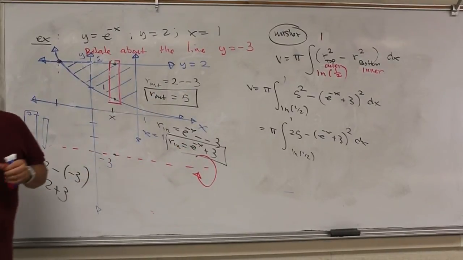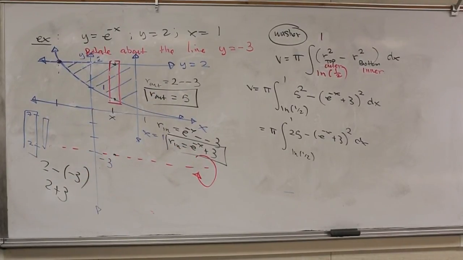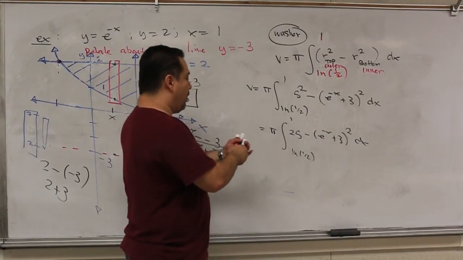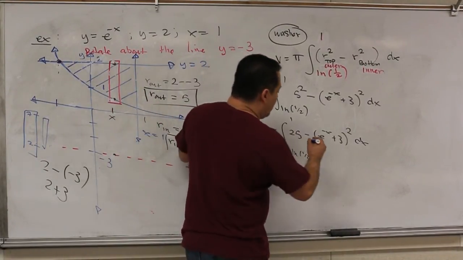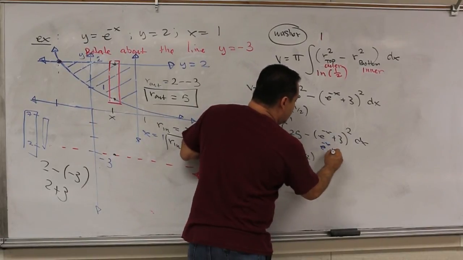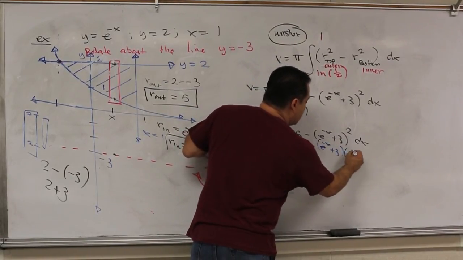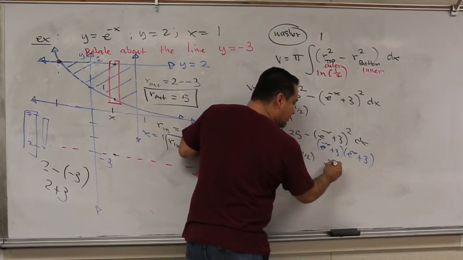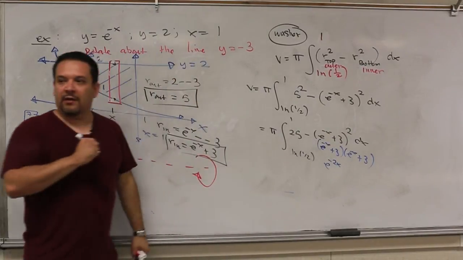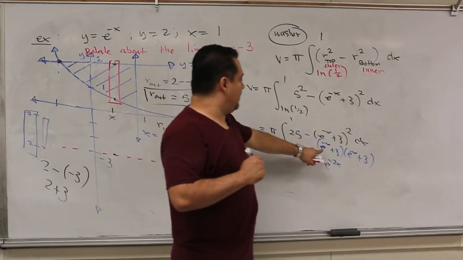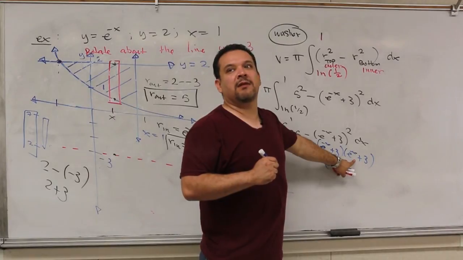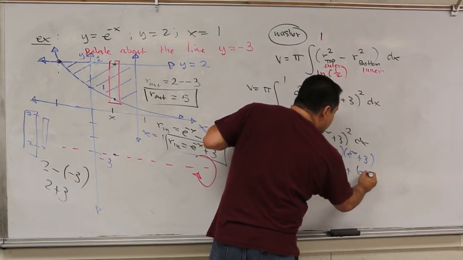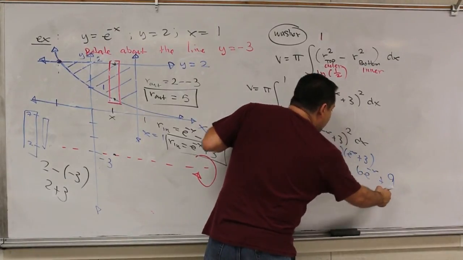Now, how do you guys integrate that? You have to use what here? Use FOIL. Isn't this going to be, okay, let me go over the details. Isn't this e to the minus 2x? Is that true? First term, e to the minus x times e to the minus x, same base, add my powers. My outer and inner terms would be 6 e to the minus x. Last term is 9.